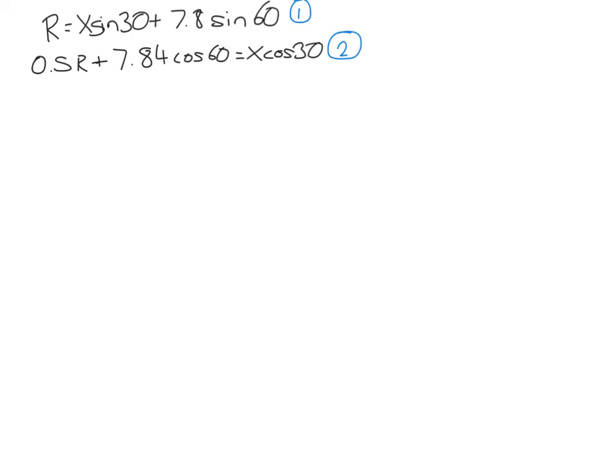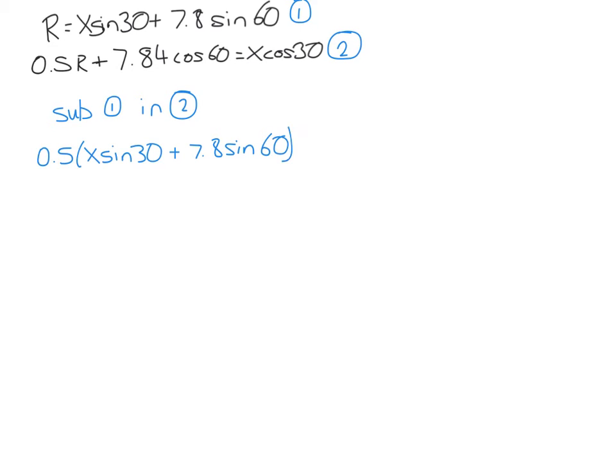I'm going to have a go at this by doing substitution because I've helpfully already got r as the subject of equation 1. So I'm going to sub that into my second equation. So I'm going to sub 1 into 2. So I've got 0.5 lots of r, so x sine 30 plus 7.8 sine 60. And then I've got the rest of equation 2, which is plus 7.84 cos 60, and that's equal to x cos 30.